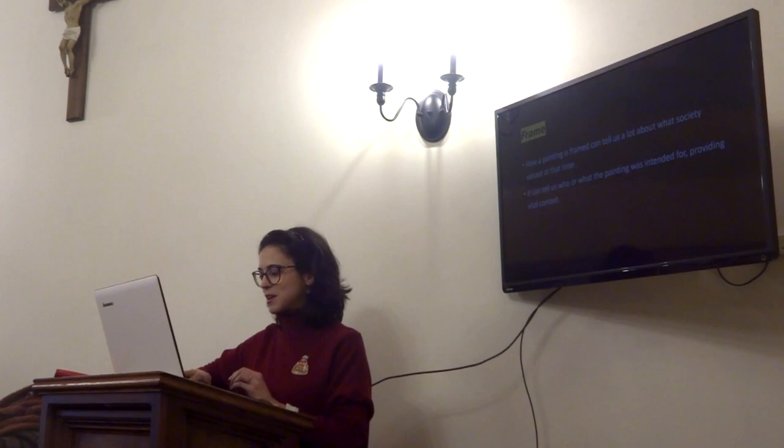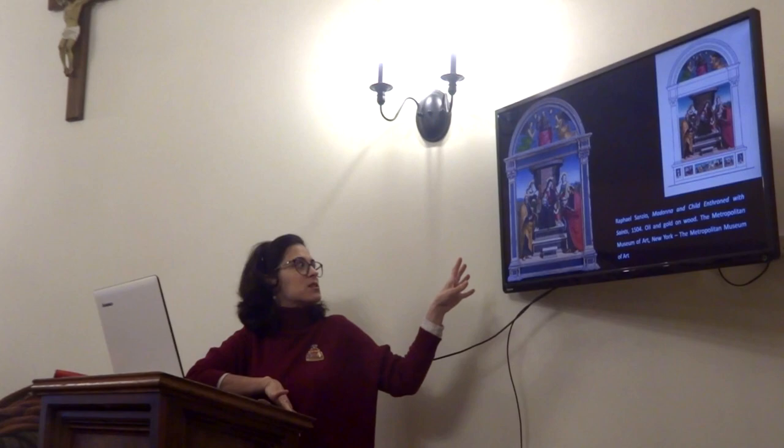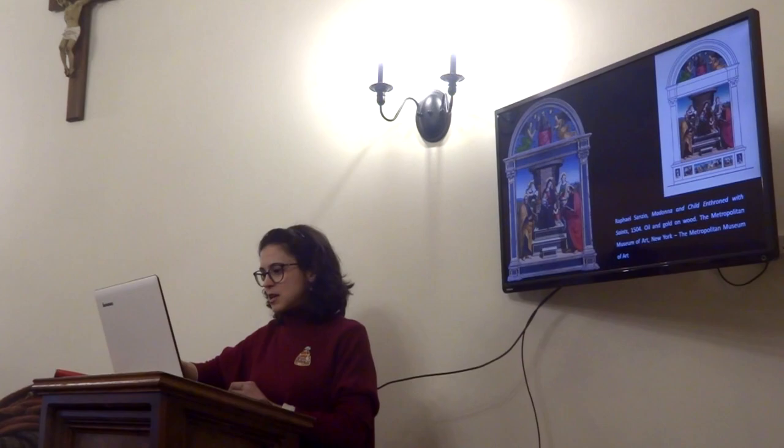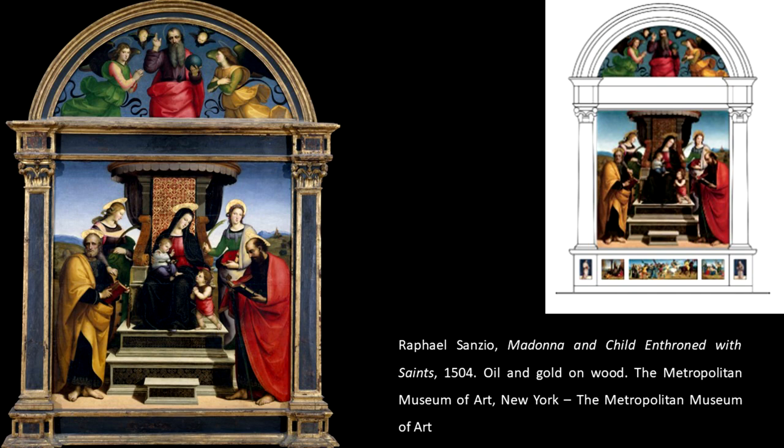So as an example, we've brought you this altarpiece by Raphael. It's in the Metropolitan Museum now, but it was originally painted for the Franciscan Convent of Sant'Antonio in Perugia, in Italy. This is a very early work by Raphael. So it was painted in 1504, and it was in that convent until 1678. And in that date, the nuns sold the painting.